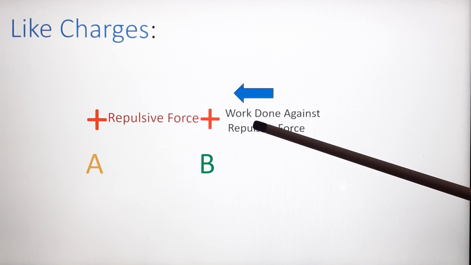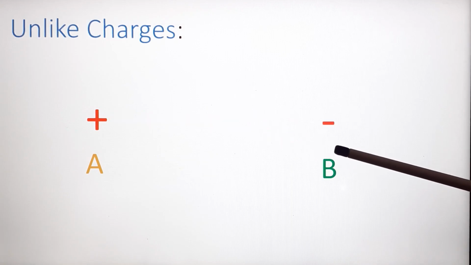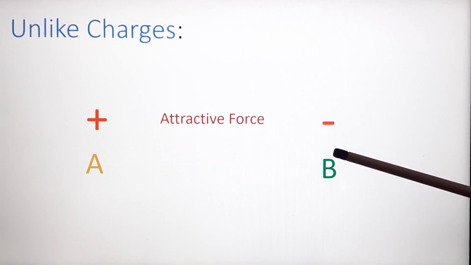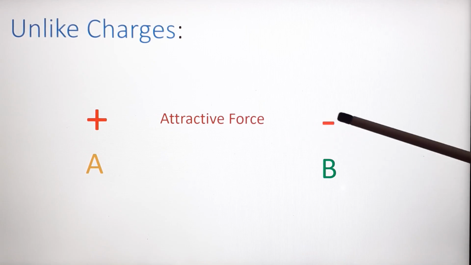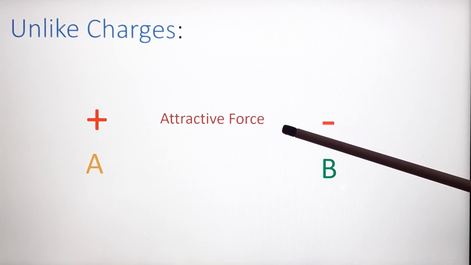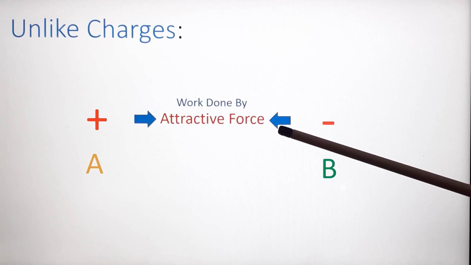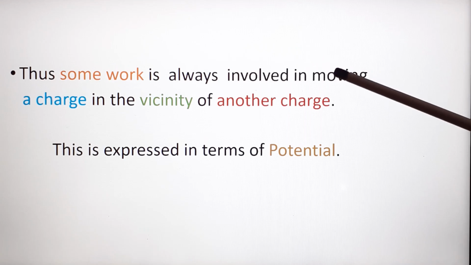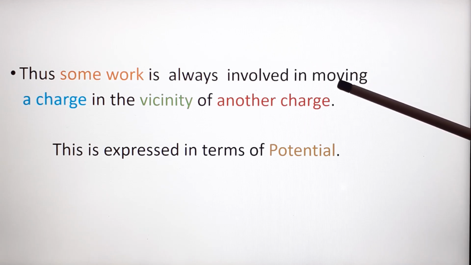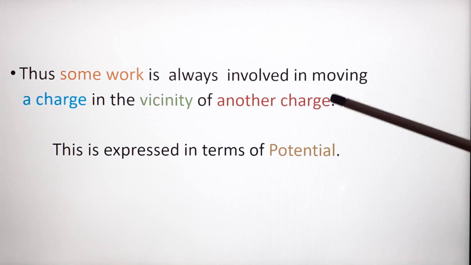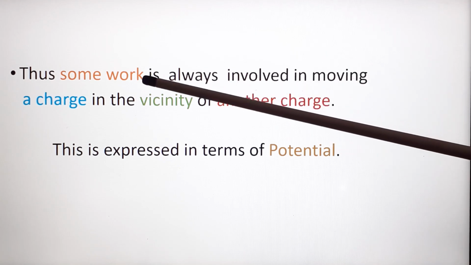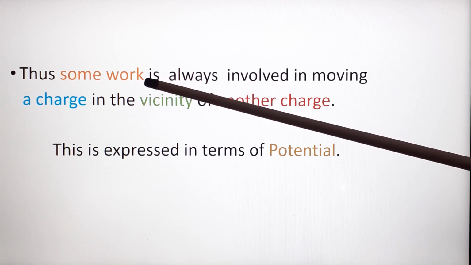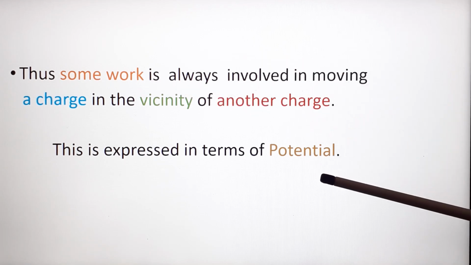force. Next, let's take two unlike charges. There is an attractive force between them. If I want to move this charge B towards charge A, then the work will be done by the attractive force itself. Some work is always involved in moving a charge in the vicinity of another charge. This work divided by the amount of charge is expressed in terms of potential.